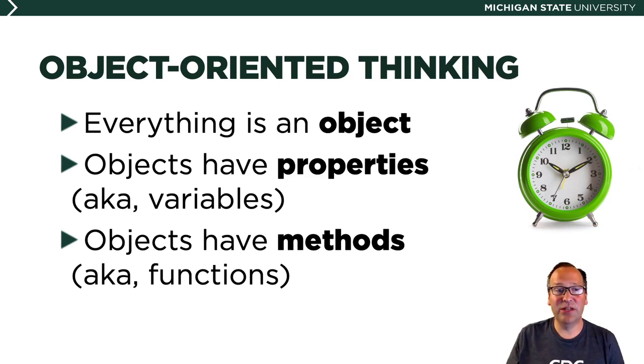That is, in code, you could have a clock object that has a property or variable that we can reference to determine the current time. The clock object could also have methods or functions to set the time, for example.